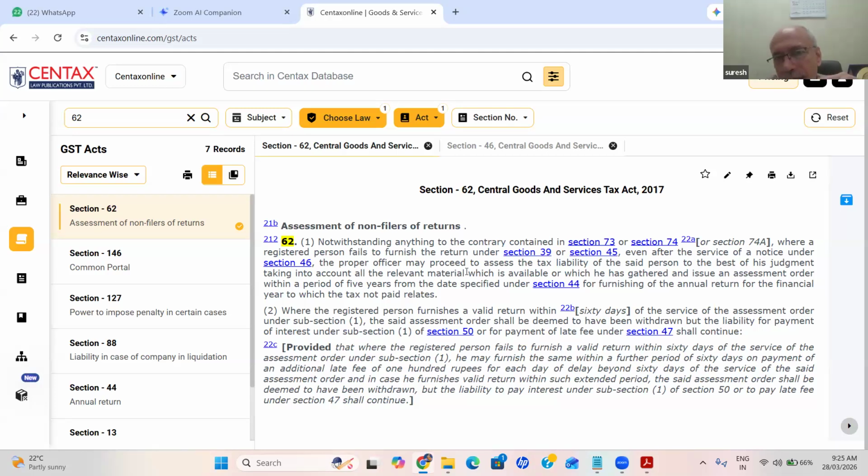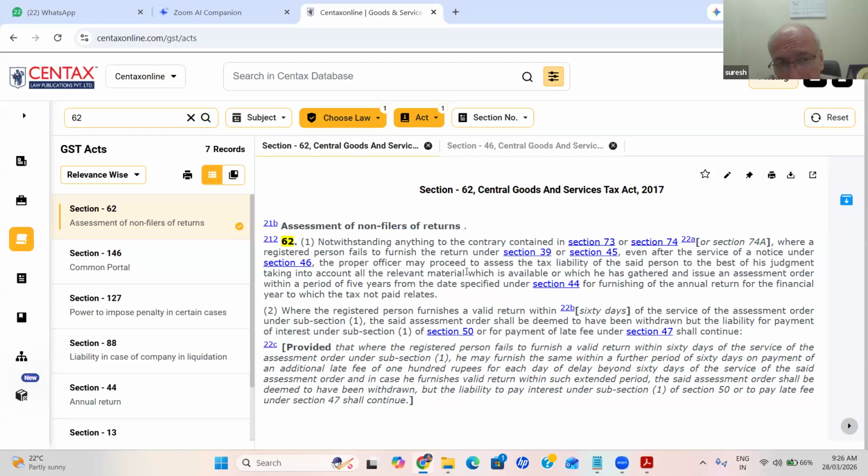So here is an order which gets withdrawn automatically. Nothing to be done, so it will be deemed as withdrawn. Okay, the liability for payment of interest and late fee shall continue. So this is, sir, very, very important. This is also an argument to be taken in the courts. I will come to that also later.